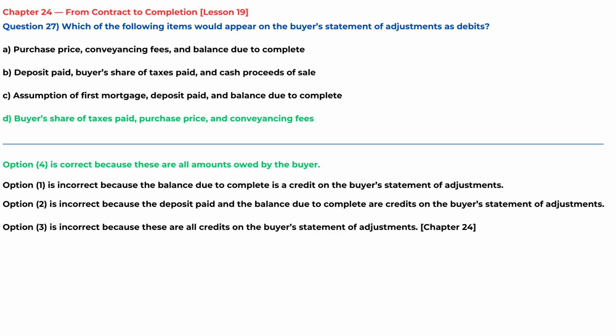Question 27. Which of the following items would appear on the buyer's statement of adjustments as debits? Option 4D. Buyer's share of taxes paid, purchase price, and conveyancing fees is correct because these are all amounts owed by the buyer. Option 1 is incorrect because the balance due to complete is a credit on the buyer's statement of adjustments. Option 2 is incorrect because the deposit paid and the balance due to complete are credits on the buyer's statement of adjustments. Option 3 is incorrect because these are all credits on the buyer's statement of adjustments.